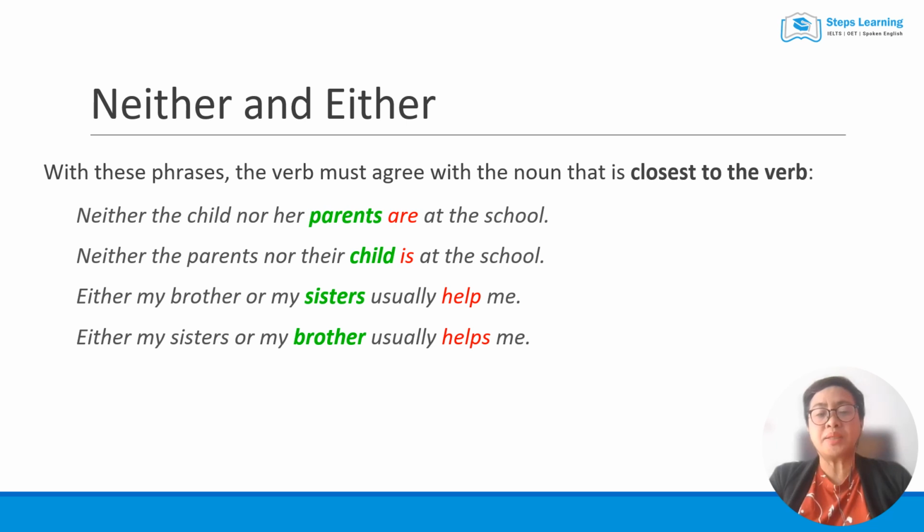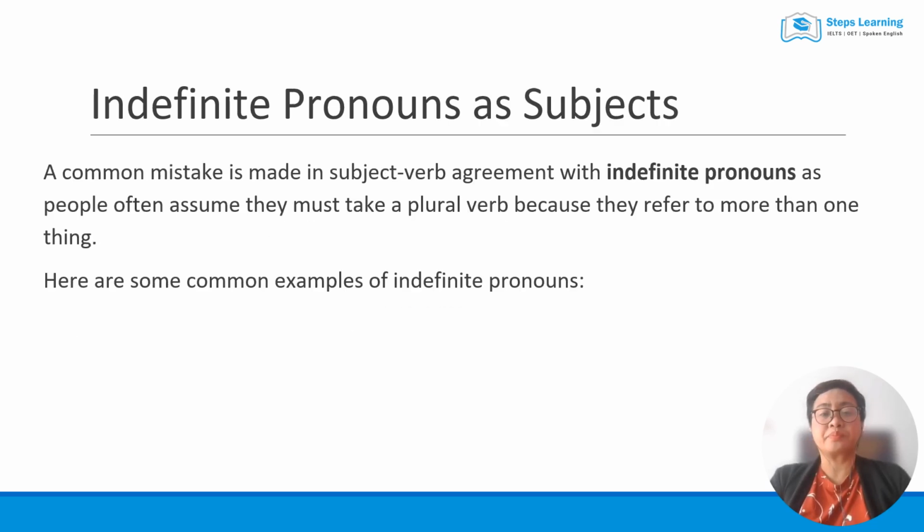Either my brother or my sisters usually help me. Here, sisters is the one closest to "help." And lastly, either my sisters or my brother usually helps me, because brother is the nearest to the verb.